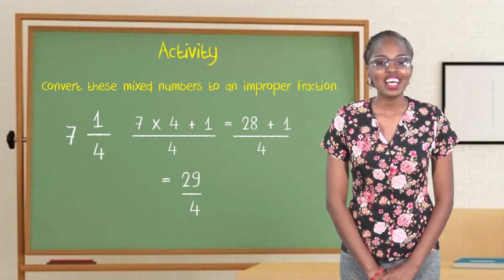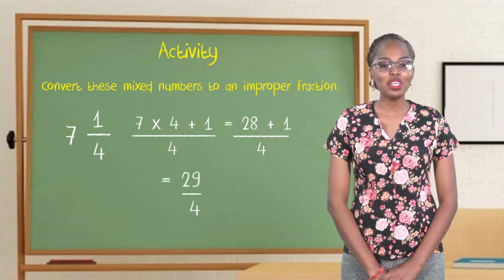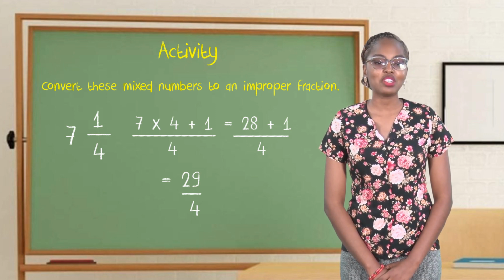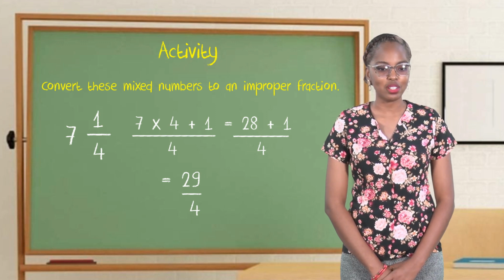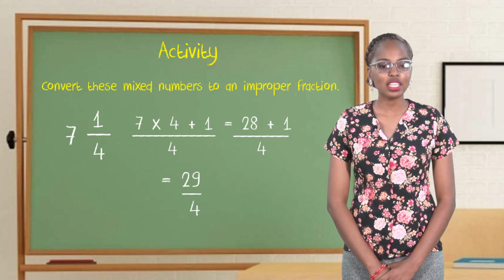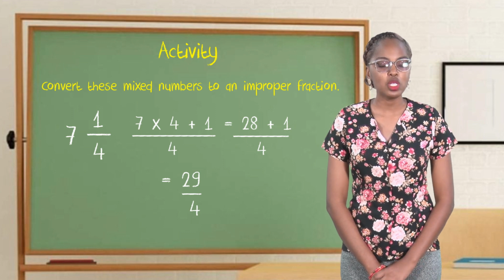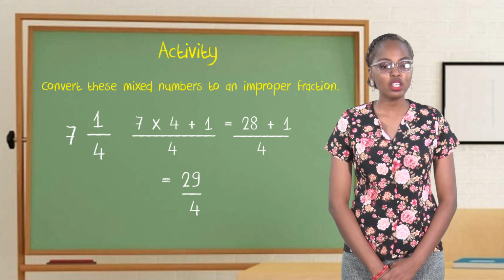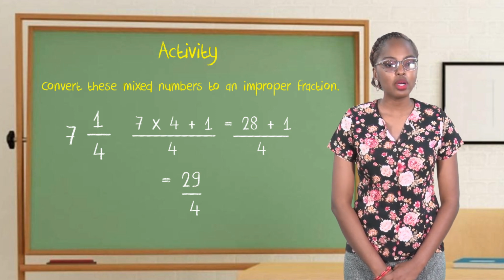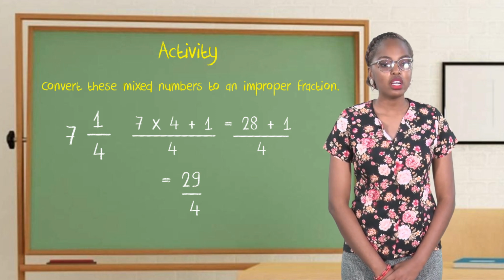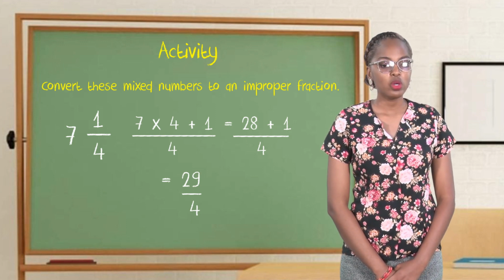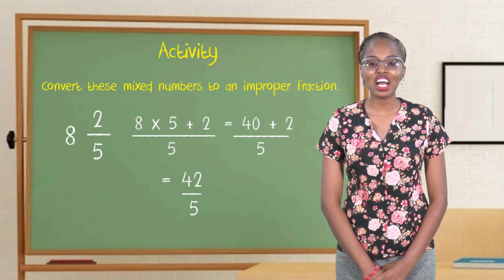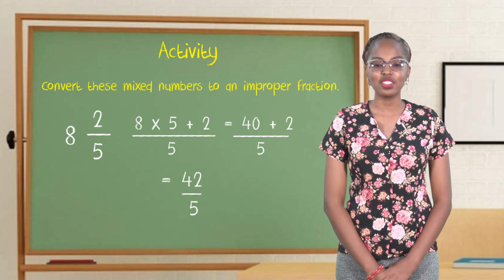The answers for those problems would be, you have to multiply, of course, the whole number by the denominator and add the numerator. Once we would have set that up, the answer would be 29 above 4. Therefore, the mixed number 7 1/4 can be converted into an improper fraction, which is 29 above 4. The second activity that you had to do is 8 2/5.